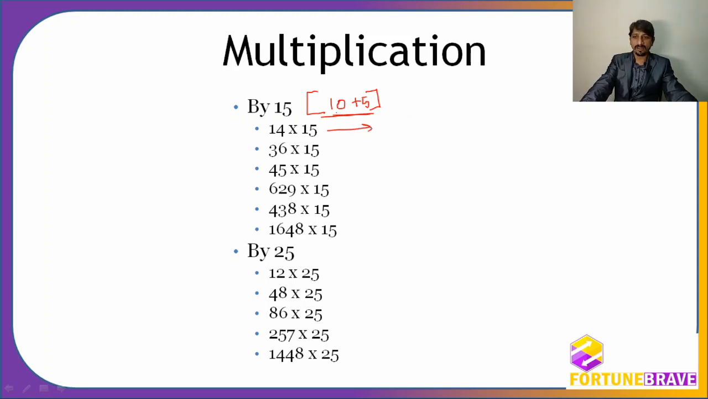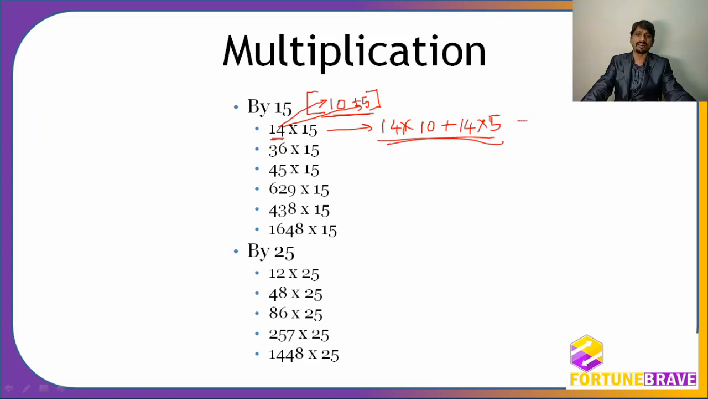Now again 14 into 15 we are going to do. So I have to multiply by 10, and I have to multiply the same number by 5 and add them. So this means what? 14 into 10 plus 14 into 5. Are you getting my point? This is coming from algebra. You might have been able to identify it.